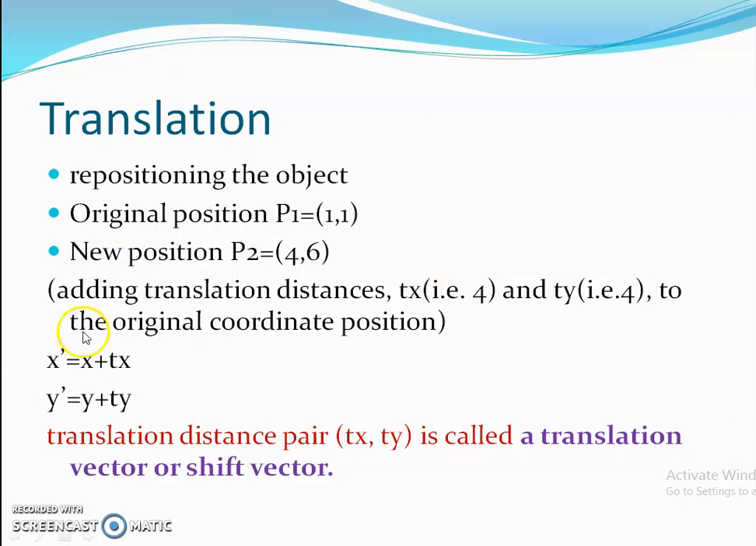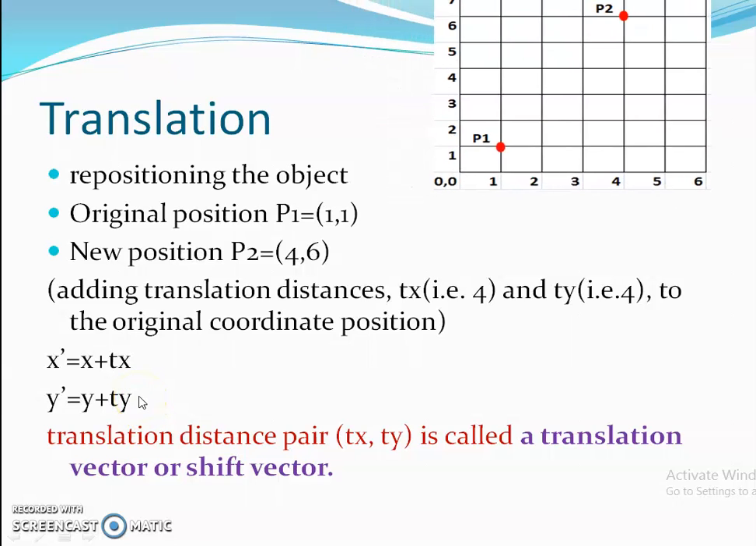The common formula used for translation to find the new position in the x coordinate, represented as x dash, is x dash equal to x plus tx, where x is the original, initial position and tx is our translation distance. The new position on the y-axis is y dash equal to y plus ty, the translation distance on the y-axis. Based on that we get the new position.